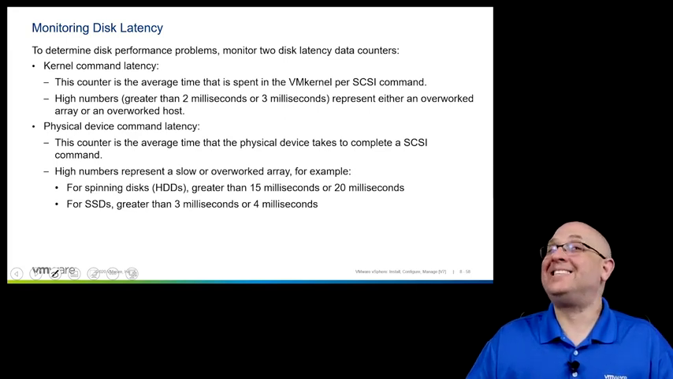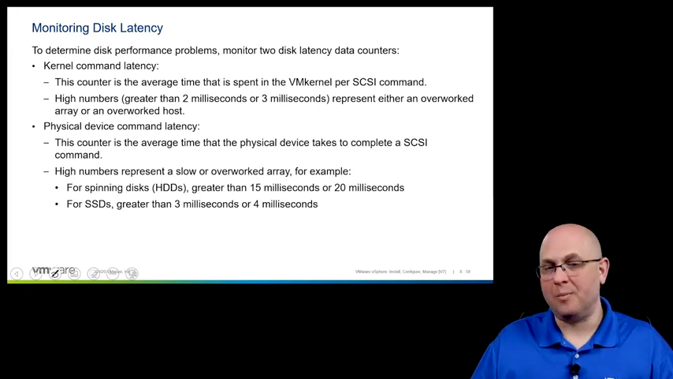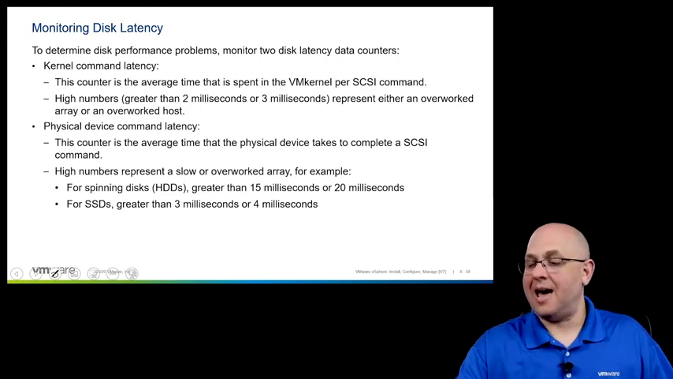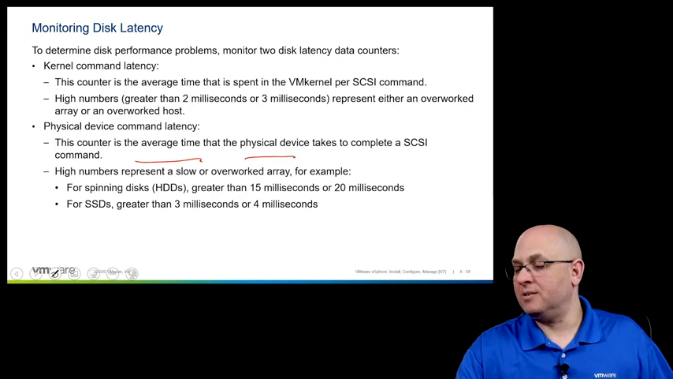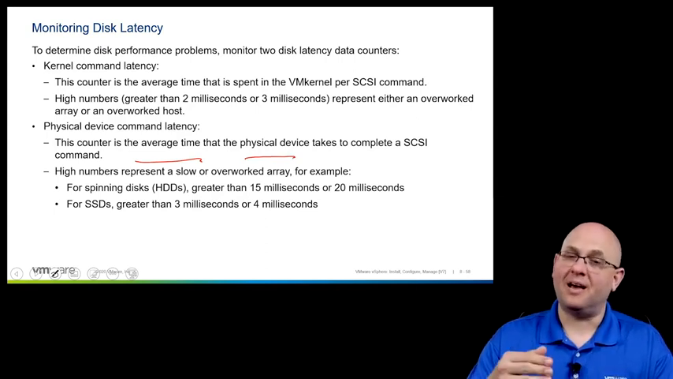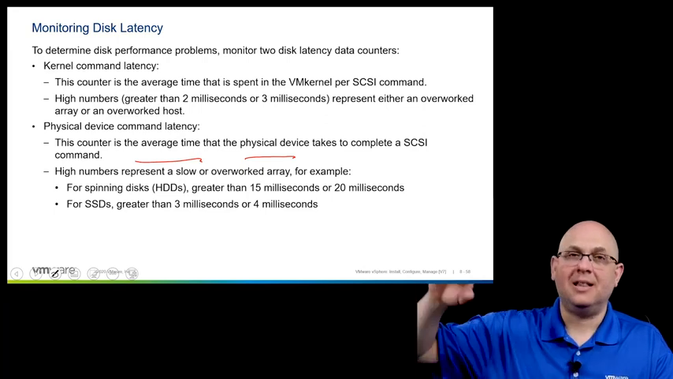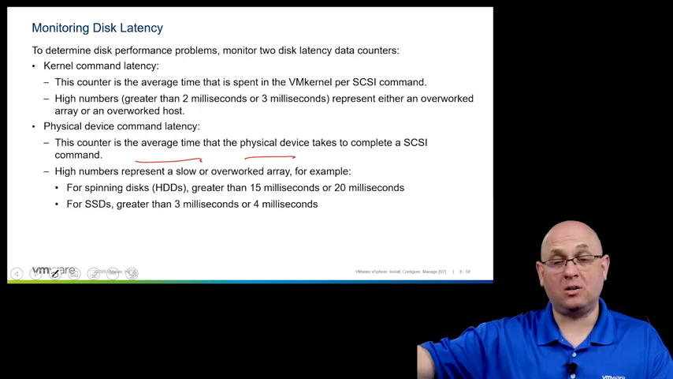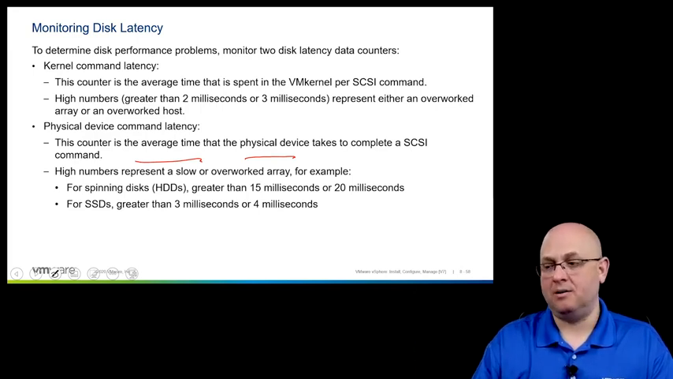Now, where latency is typically introduced in the environment is the physical device command latency, the average time that the physical device takes to complete a SCSI command. That's, I've executed the SCSI command, let's send it off to the storage array to be worked on and get the result back.